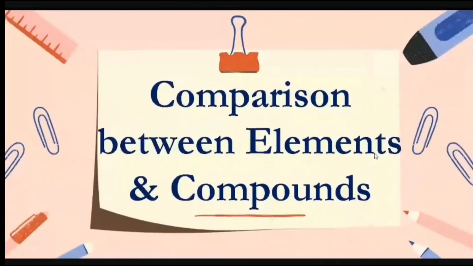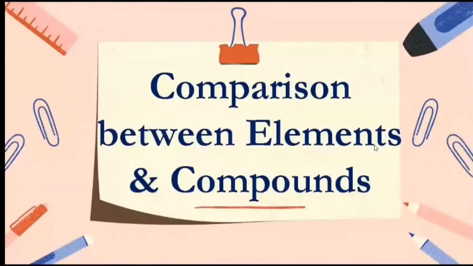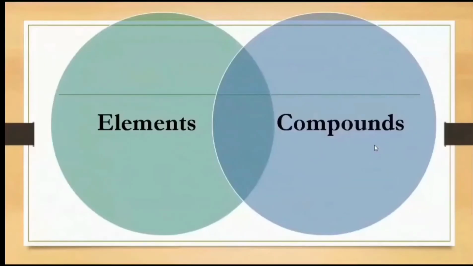Comparison between elements and compounds. We will be using a Venn diagram to show the similarities and differences between elements and compounds. The green circle stands for the characteristics of an element, while the blue circle is for the characteristics of a compound. The area where the two circles overlap will be for the similarities between the two. So what are the differences between elements and compounds?